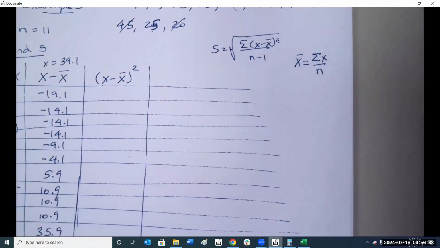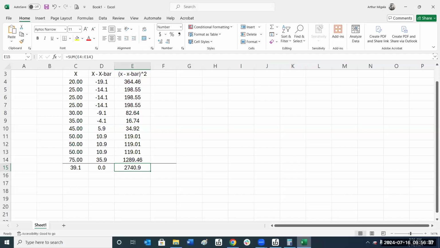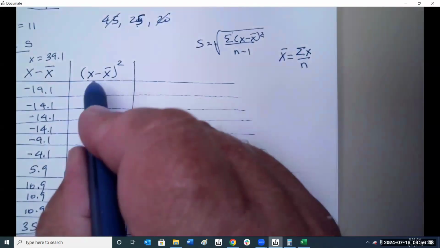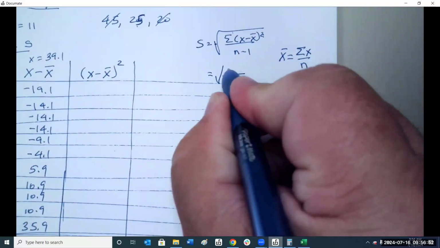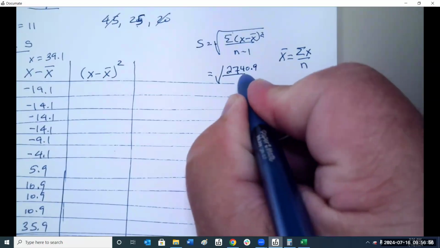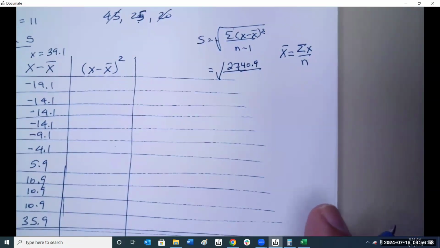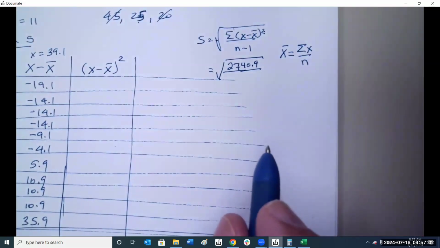Right, because now that we added them all up, we got 2740.9. That's the summation of the x minus x bar squared. That goes on top. 2740.9. 14.1 times 14.1 is 198.89.